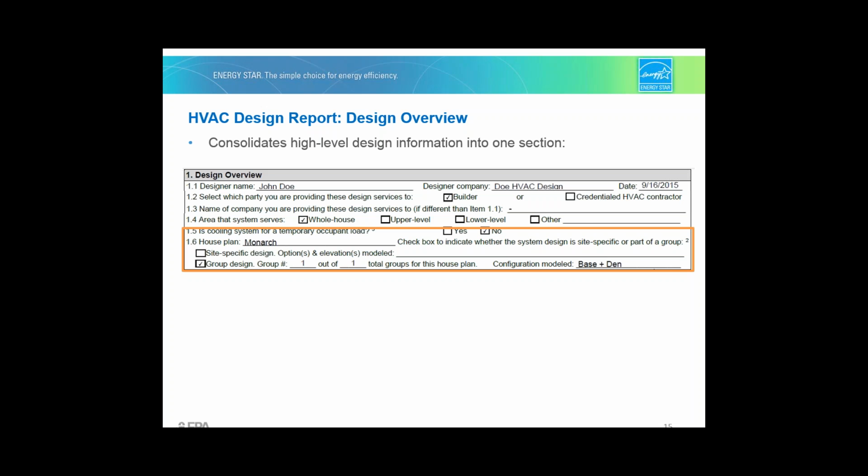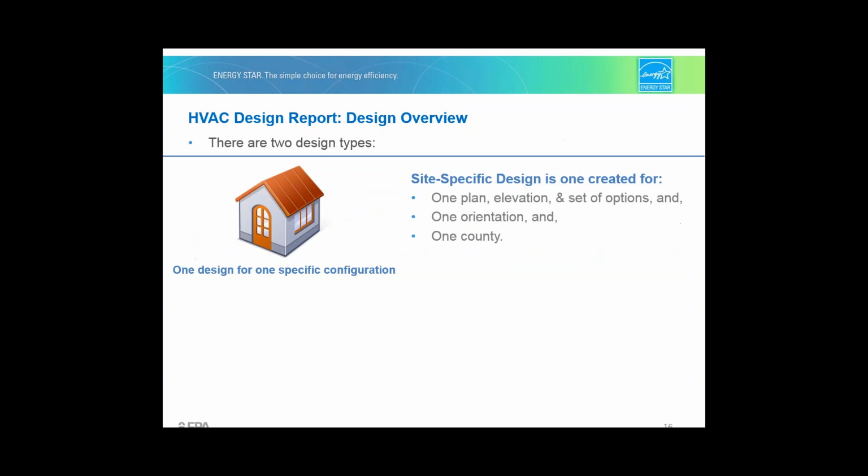And let's spend a little bit more time on this last item, the type of design that was completed. So there are 2 design types. The first is a site-specific design, and by that we mean an HVAC design created for a specific plan, elevation, set of options, orientation, and county. So this is the ideal situation, and it's most common in custom homes today, though more production builders are actually moving in this direction.